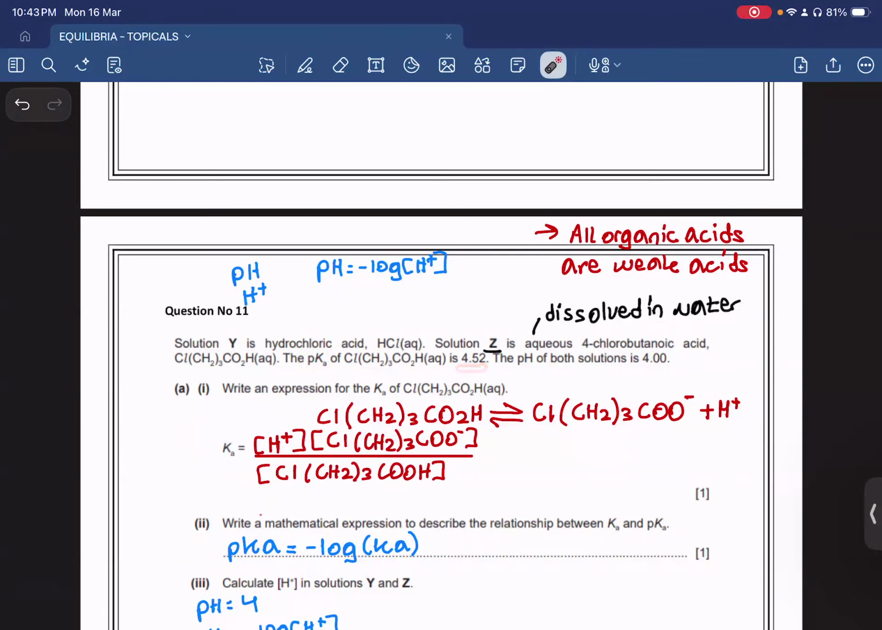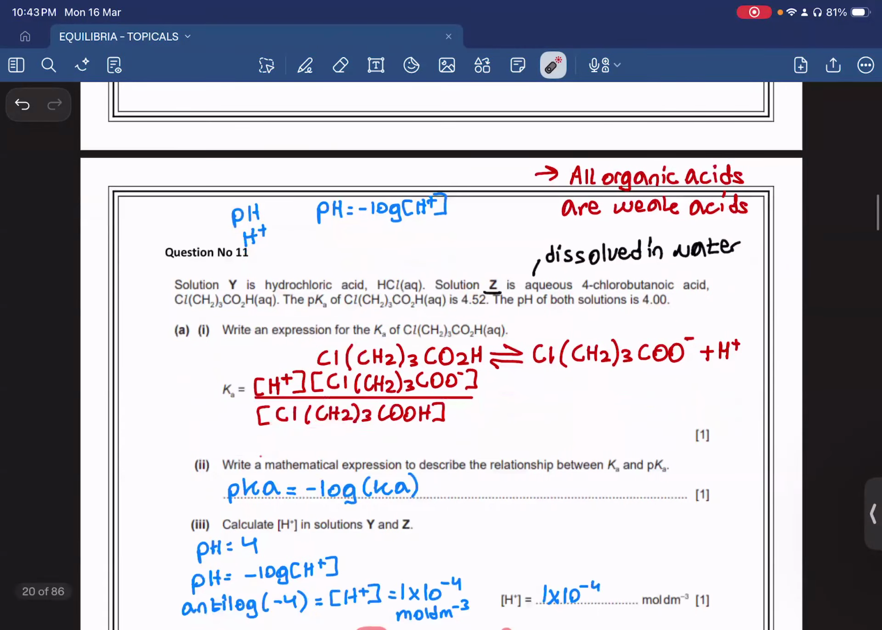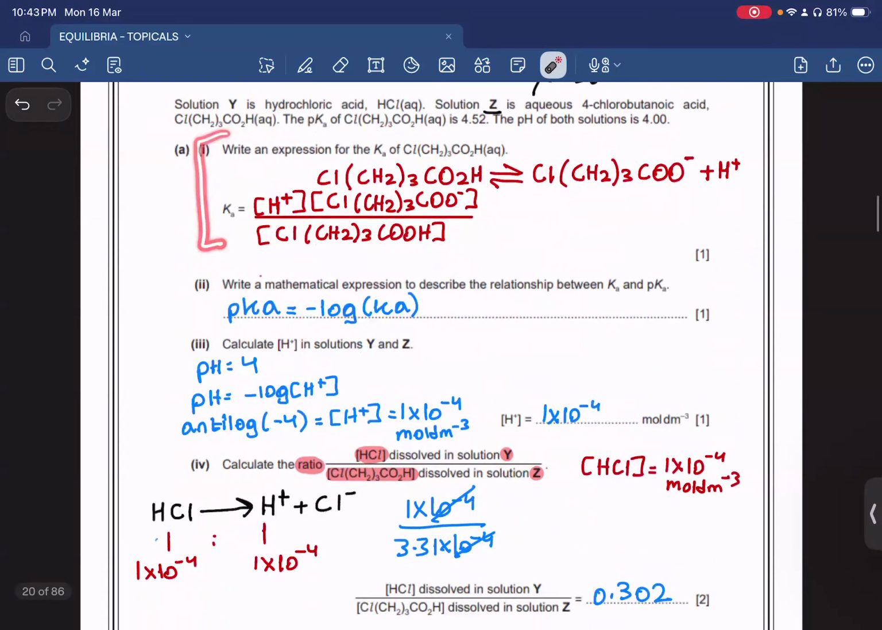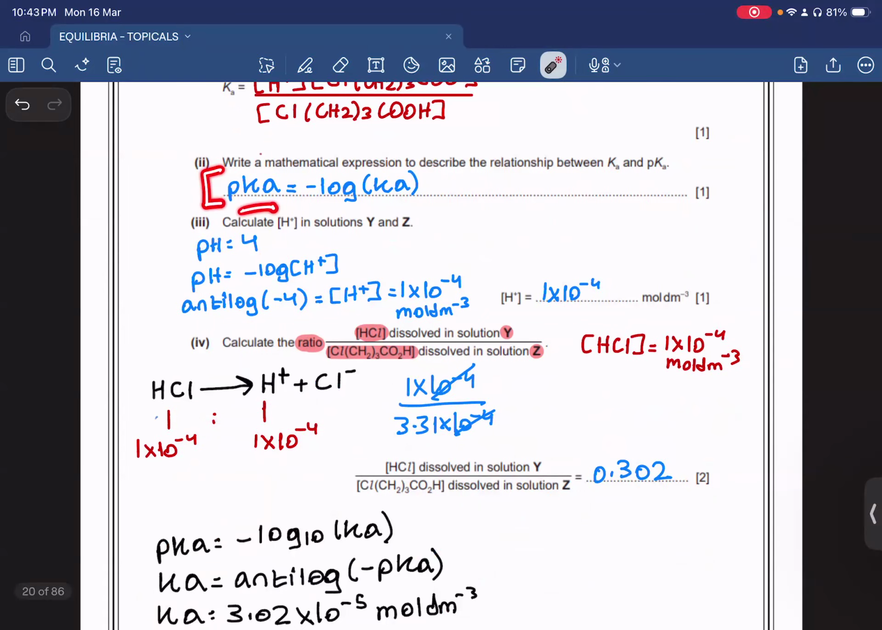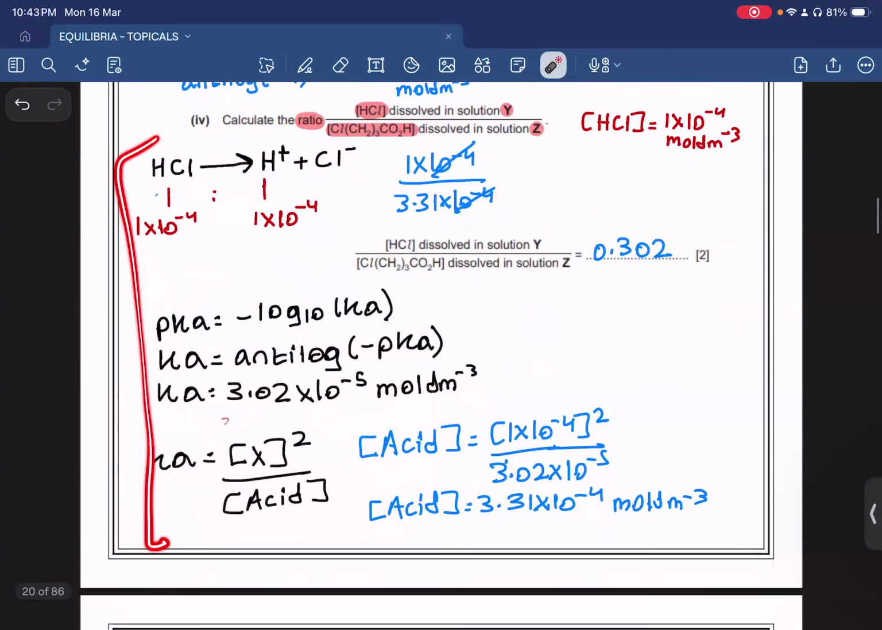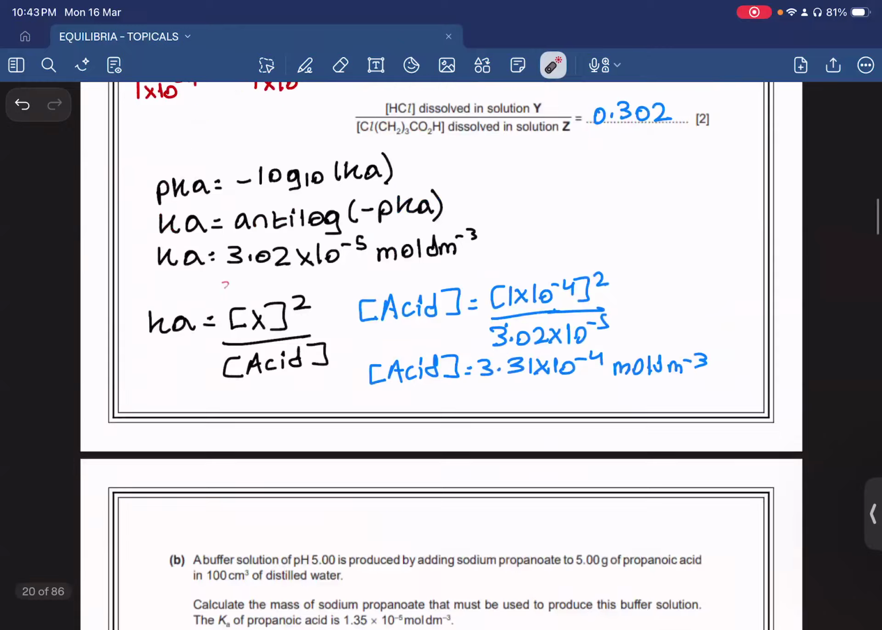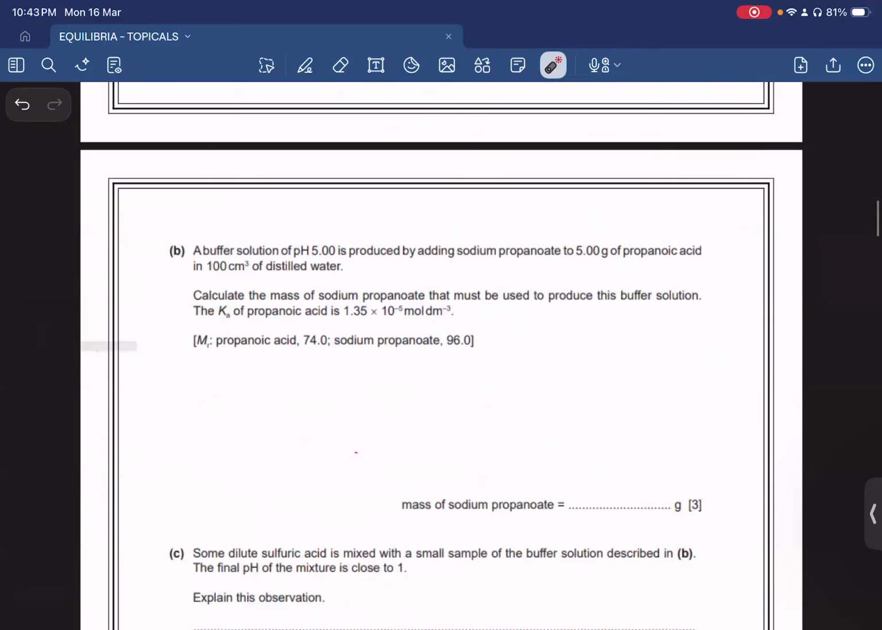So it says it's 4.52, the pH of both solutions is 4, and so on. Okay. Write an expression for Ka, we did this. Write an expression for pKa and Ka relationship, we did this. Calculate hydrogen ion concentration in both solutions, we did this. Calculate the ratio. What ratio? Ratio of HCl concentration in Y divided by this weak acid concentration in Z. And we found that out too. If you want to have another look at it, if you don't understand it by what's written here, just go to part one of this chapter's past papers video and you'll get it.